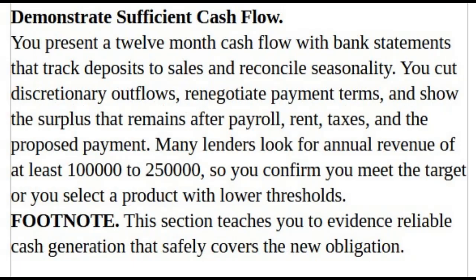Demonstrate sufficient cash flow. You present a 12-month cash flow with bank statements that track deposits to sales and reconcile seasonality. You cut discretionary outflows, renegotiate payment terms, and show the surplus that remains after payroll, rent, taxes, and the proposed payment. Many lenders look for annual revenue of at least $100,000 to $250,000, so you confirm you meet the target or you select a product with lower thresholds. Footnote. This section teaches you to evidence reliable cash generation that safely covers the new obligation.